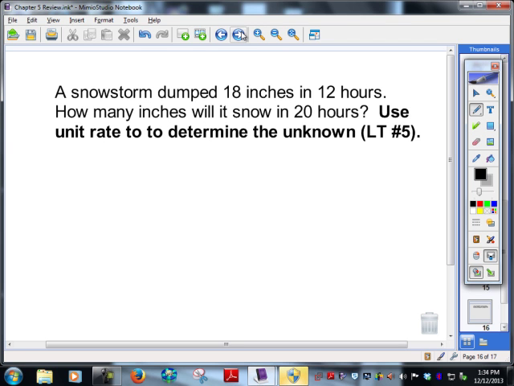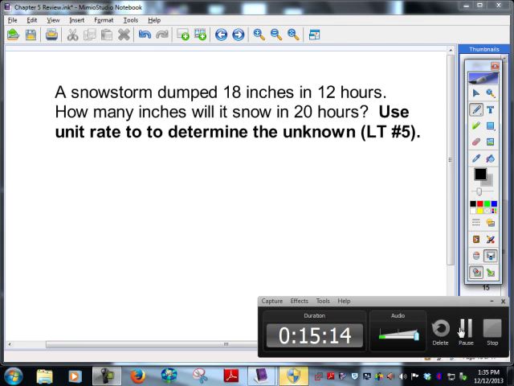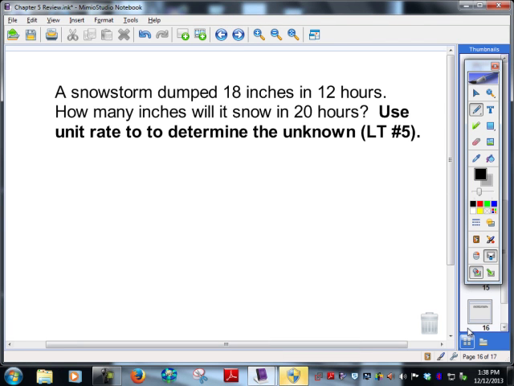Here we go. A snowstorm dumped 18 inches in 12 hours. How many inches will it snow in 20 hours? Use unit rate to... Okay, so once again, here's my first ratio. I have 18 inches in 12 hours. Now, the question's either going to give me the actual number of inches or an actual amount of hours, right? And it just depends on what it gives me. That's what I'm going to find the unit rate.